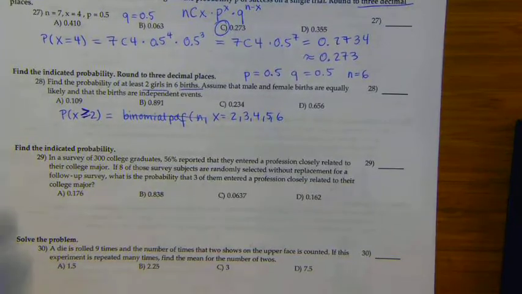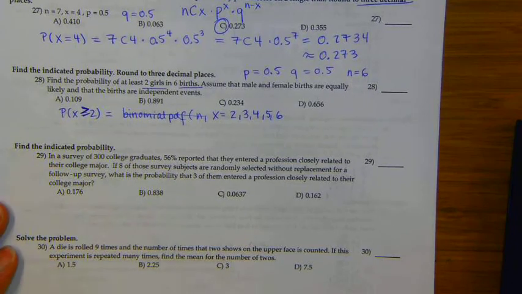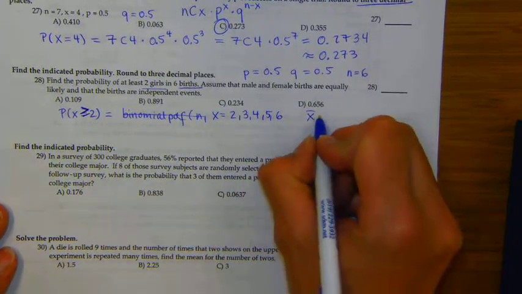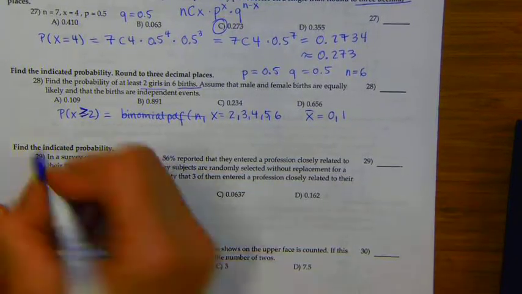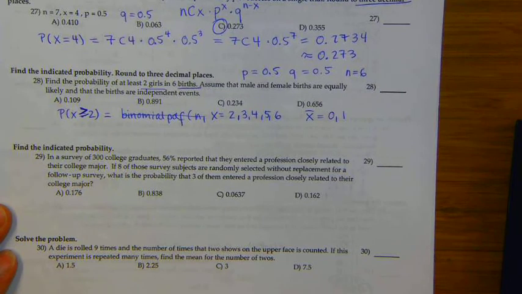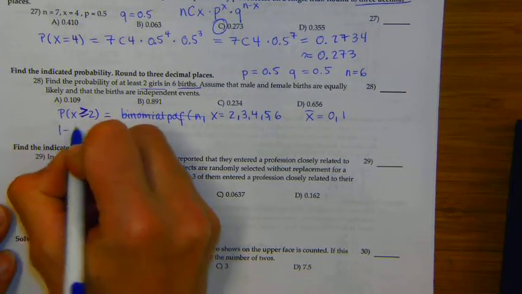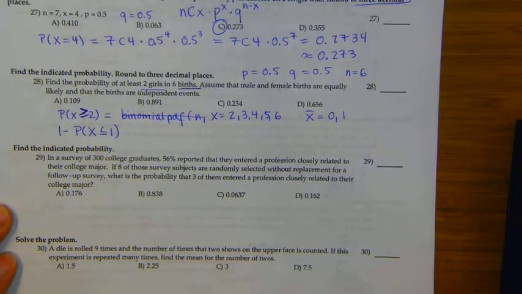So a lot of different outcomes we're looking for. Generally when we look for all these events and we're looking greater or equal to a number, we always want to look at the complement. And the complement of this would be either 0 or 1 birth. So the probability that X is greater or equal to 2 is actually 1 minus the probability that X is less or equal to 1.